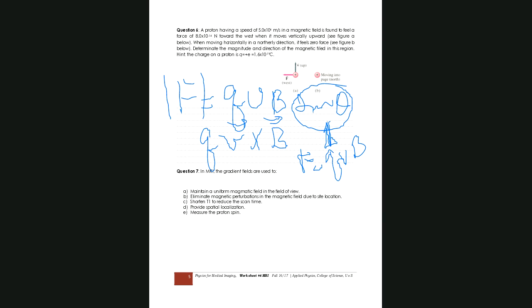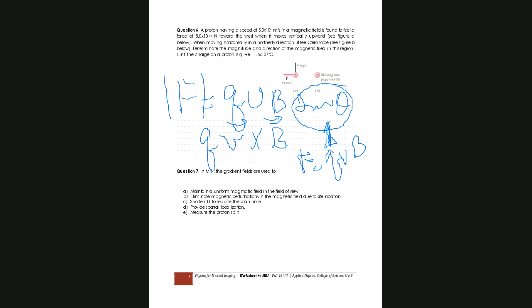Let me just very quickly go over some of the multiple choice questions, and if we have time, we can come back to these questions in more detail. So the question says that in MRI, the gradient fields are used to do what? Are used to maintain uniform magnetic field? No. Are used to eliminate the magnetic perturbation? We don't even know what the perturbation is, so forget it. It's not it for sure. Shorten T1? There's nothing about shortening or increasing T1, because T1 and T2 are constants. Remember, maybe I did not emphasize this in the class, but T1 and T2 are constants for a specific tissue.